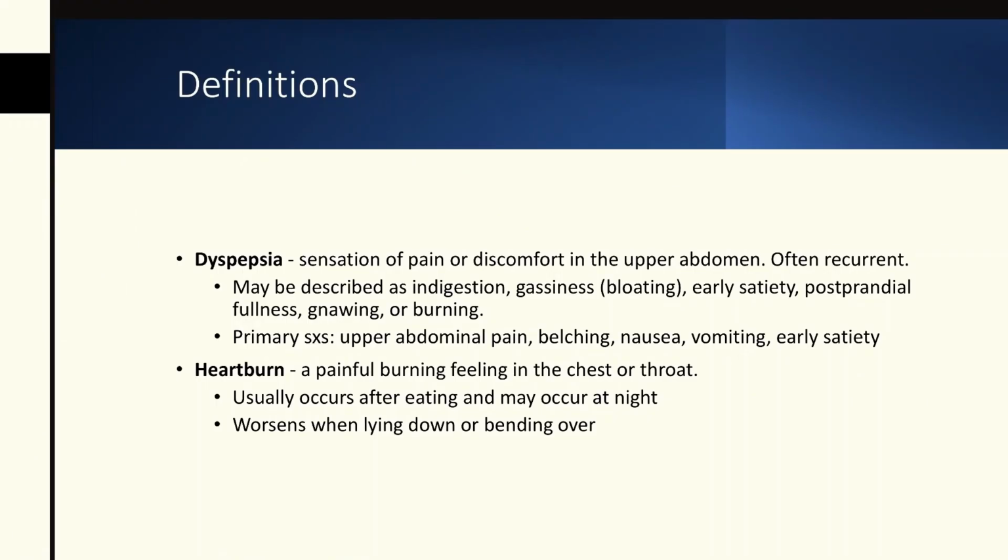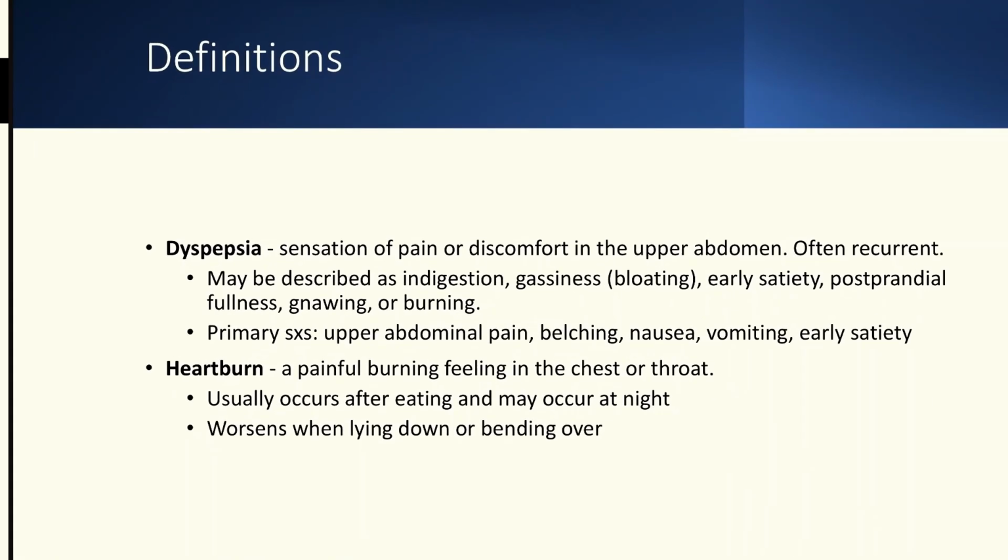So definitions, first one is dyspepsia, pain or discomfort in the upper abdomen, often recurrent, may be described as indigestion, gassiness, bloating, but it's dyspepsia. Okay, primary symptoms: upper abdominal pain, belching, nausea, vomiting. Early satiety, where they're eating and they feel full before they really are full. Heartburn is the painful burning feeling in the chest or the throat. Again, usually occurring after eating and may occur at night.